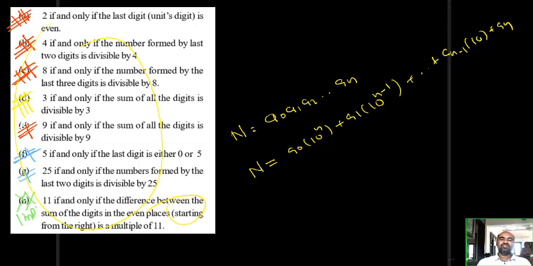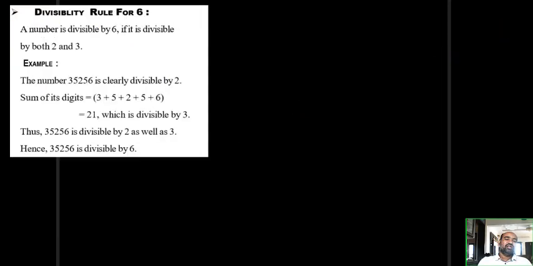See, this is a multiple of 2, this is a multiple of 2, so the total number is a multiple of 2. So the multiple of 2 rule says that in a given number, if the last digit or unit digit is divisible by 2, the total number is divisible by 2. So all the results you can prove, Nana, easily.